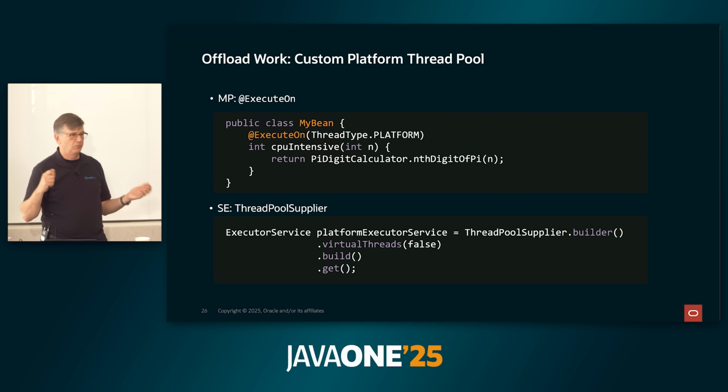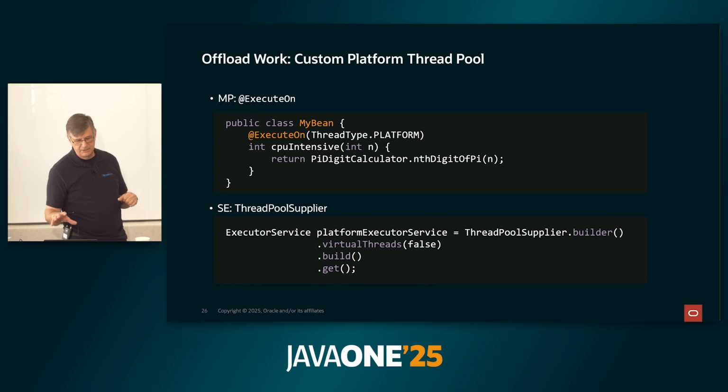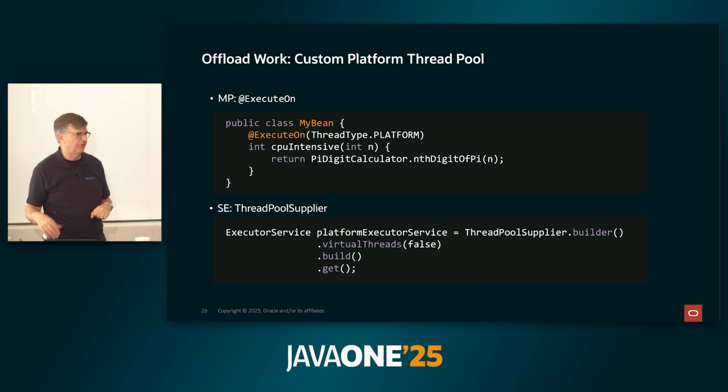All right, I mentioned one approach you can have for some workloads is offload them to a thread pool. So we have some mechanisms to help you do that in Helidon. With MP, declarative style, we have an execute on annotation that you can put in a bean on a method. And that says execute this method on another thread pool. And you have some control over what that thread pool is and how it's configured. Here it's just using default settings for a platform thread pool. So our pi digit calculator, that method will run on a platform thread in this case.